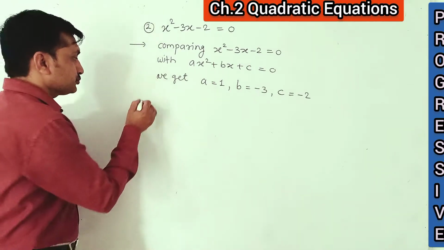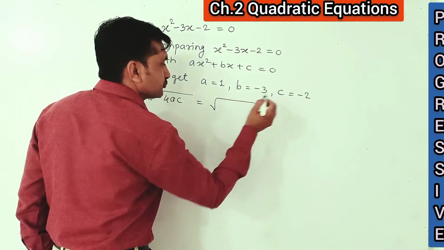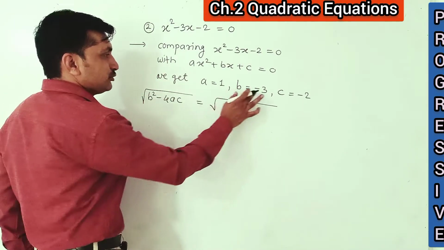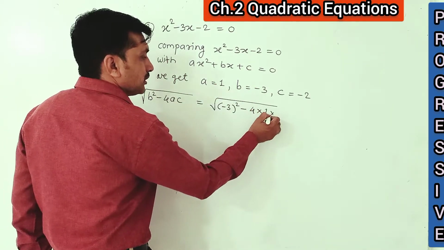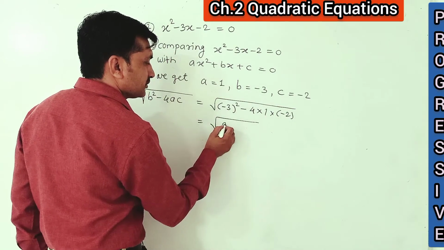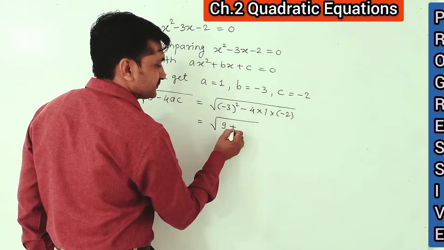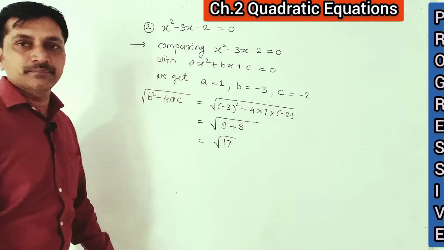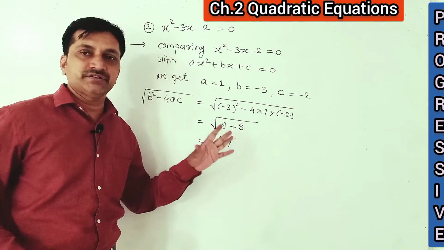After that, find out the square root of b square minus 4ac, because we want this term in the formula. Now b value is minus 3, therefore minus 3 bracket square minus 4 multiplied by a value 1 and c value minus 2, is equal to square root of 9, plus 4 twos are 8, and the addition is 17. It is prime, so not a perfect square. You keep this value as it is.